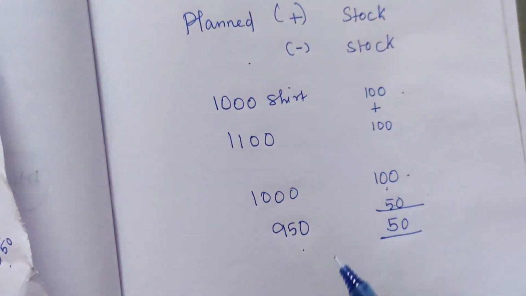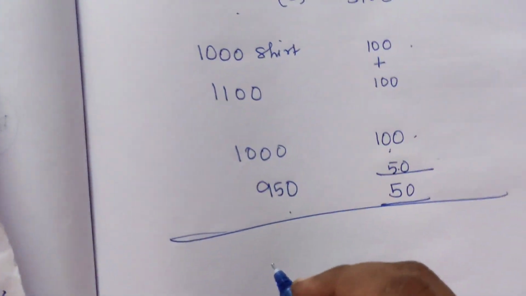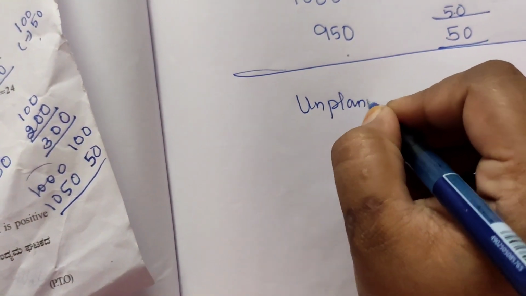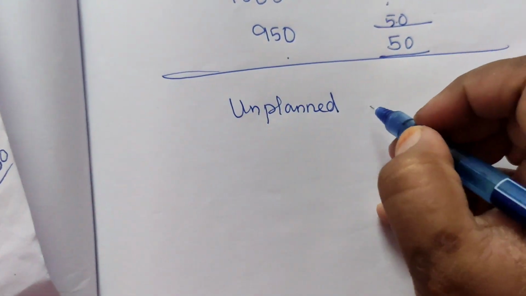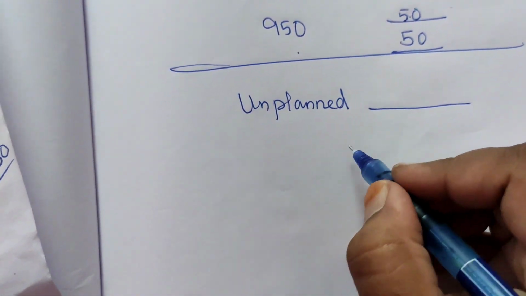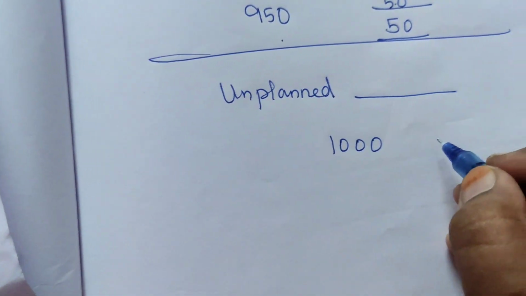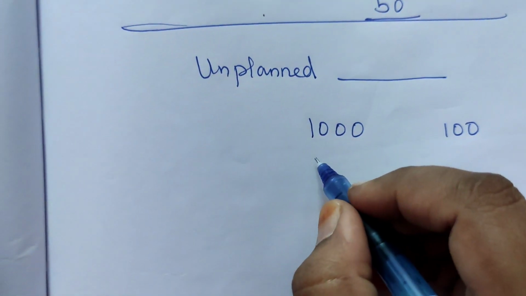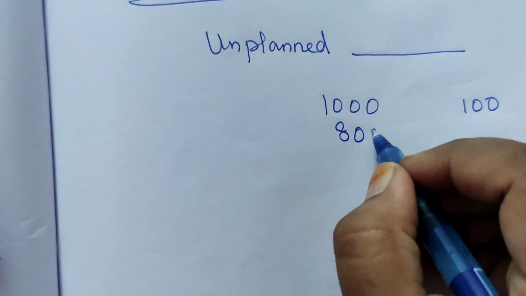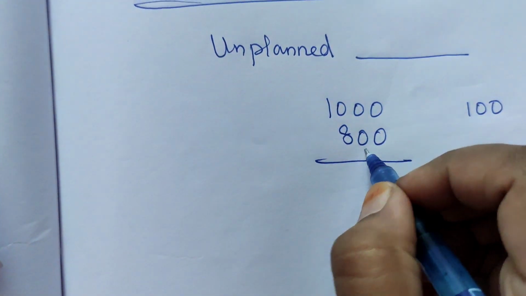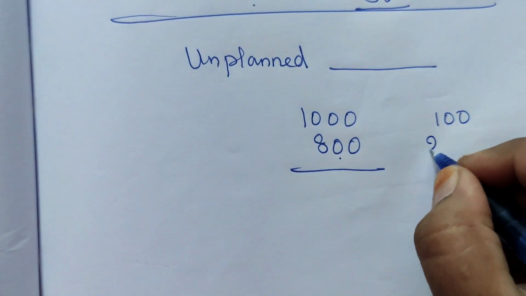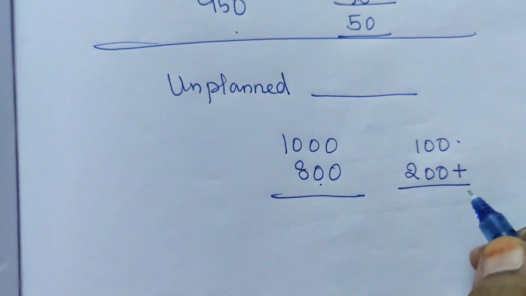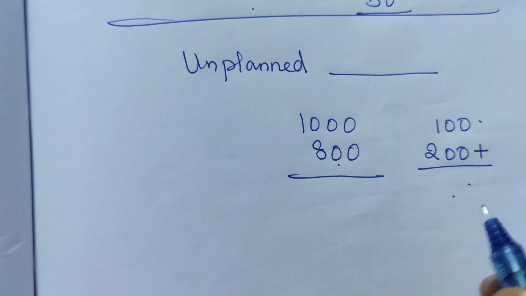Similarly, when the question comes on unplanned accumulation of stock, this is how you write it. 1000 shirts were about to be sold in a year and 100 you keep as stock. But that year there was not much sale and you were able to sell only 800 shirts, so 200 shirts automatically got accumulated in your inventory. So this is considered as unplanned accumulation of stock.